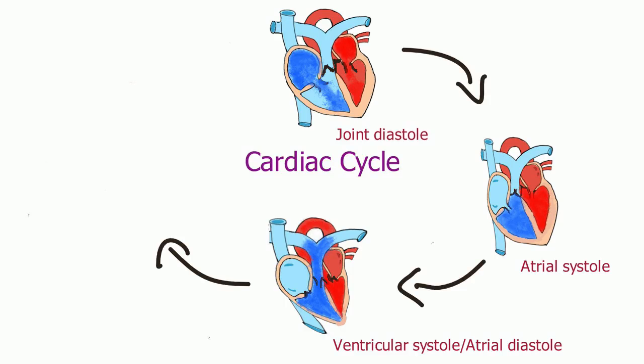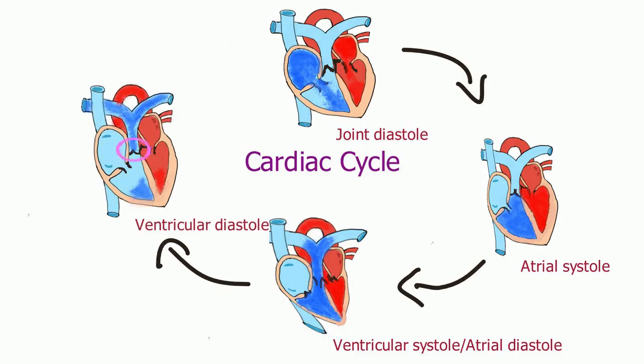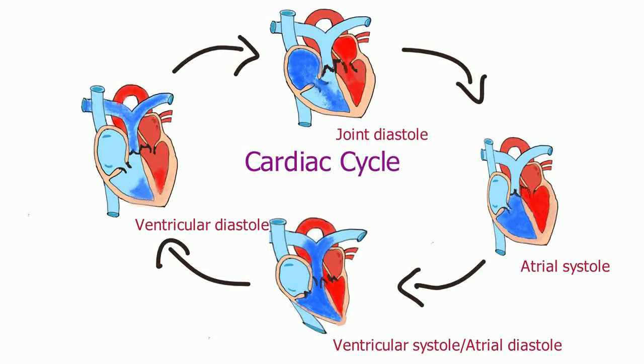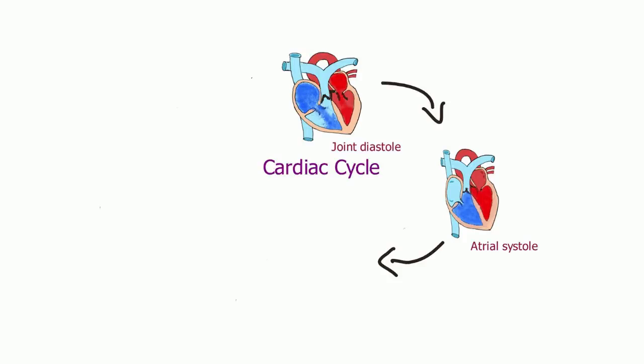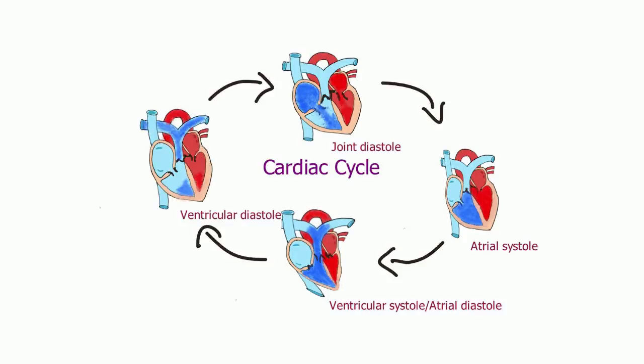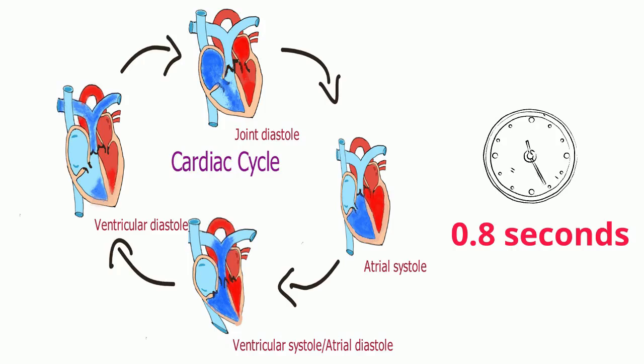Then the ventricles relax and the ventricular pressure falls, causing the closure of the semilunar valves, and as the pressure declines further, the tricuspid and bicuspid valves open and the heart returns to the joint diastole state. Soon, the sinoatrial node generates a new action potential and the events described are repeated in the same sequence and the process continues. The duration required to complete one cardiac cycle is 0.8 seconds.